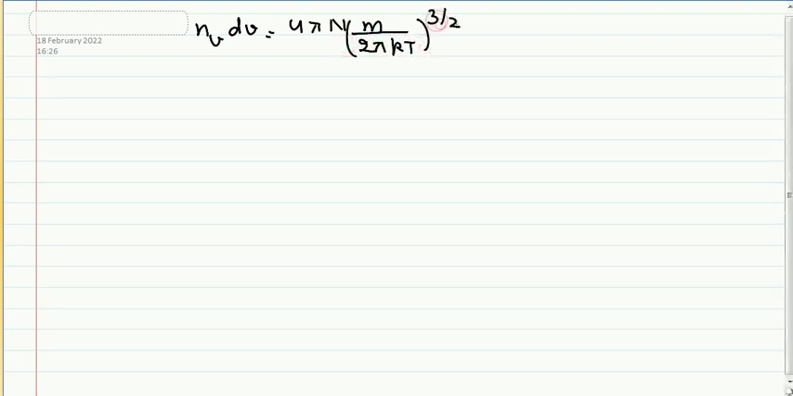And let us write again the function. So it is N_v dv is equal to 4πn into (m upon 2πkT) to the power 3/2, and then v² e to the power minus mv² upon 2kT into dv. So this is our distribution function. This is our master distribution function.